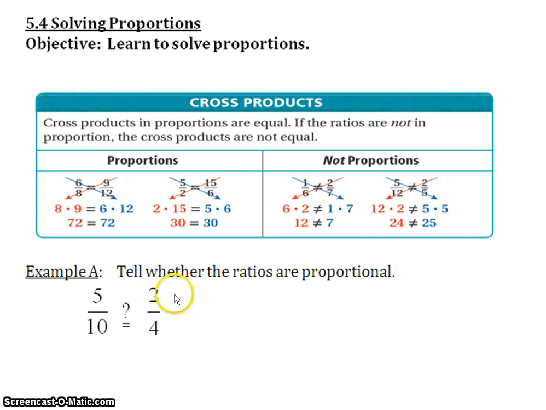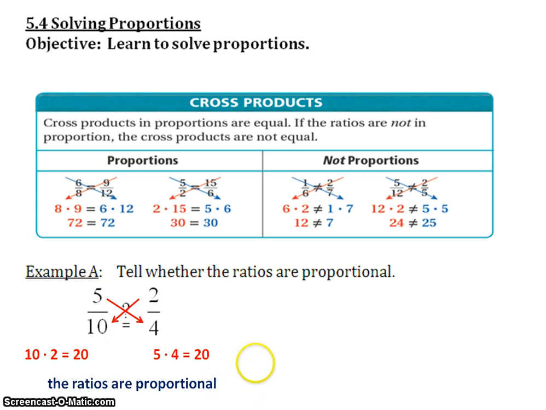Now we're going to investigate these two ratios down here, whether they form a proportion or not, by using cross products. So we would take 5 times 4, and that would come out to be 20. We'd take 2 times 10, and that would come out to be 20. So the ratios are proportional.